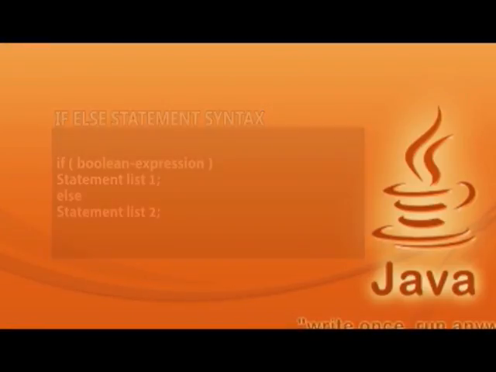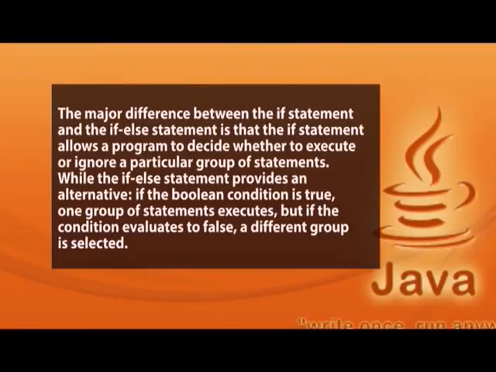The major difference between the if statement and the if-else statement is that the if statement allows a program to decide whether to execute or ignore a particular group of statements, while the if-else statement provides an alternative. If the Boolean condition is true, one group of statements executes, but if the condition evaluates to false, a different group is selected. Note that an if-else statement can be nested inside another if-else statement, which can be nested inside another if-else statement, and so on.